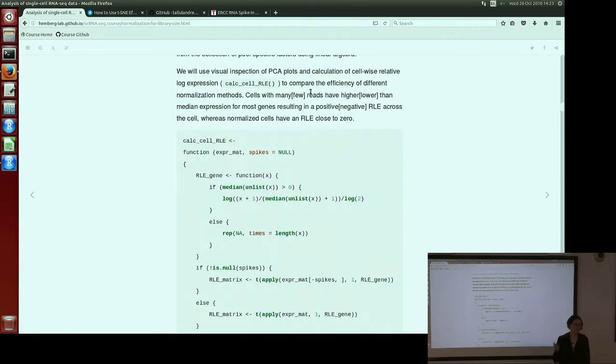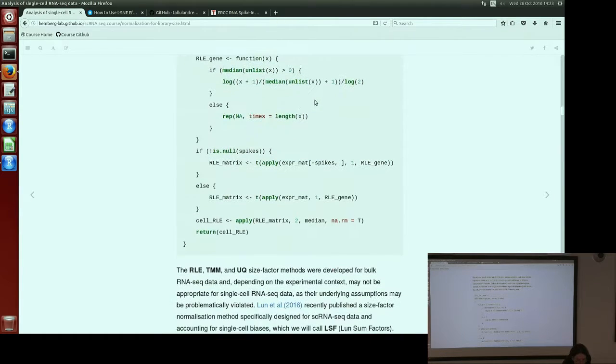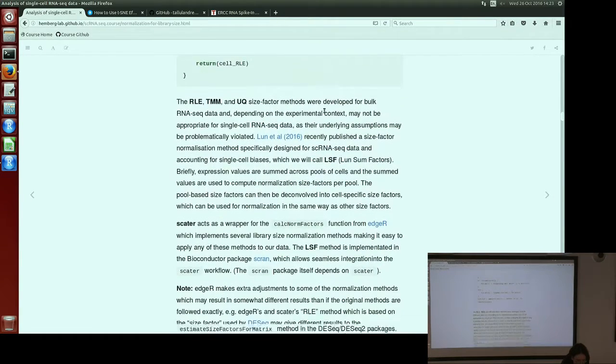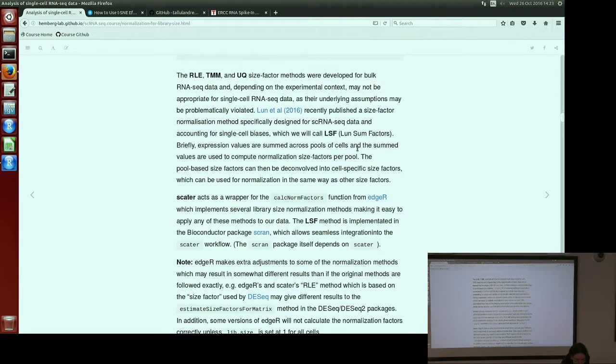If your cells are well normalized, that should be close to 0. If you have a cell that has higher read counts for most of the genes, you're going to end up with a positive value. If you have a cell that has lower read counts for most of the genes, you're going to get a negative value for RLE. And it's just a way of summarizing things nicely and quantitatively.